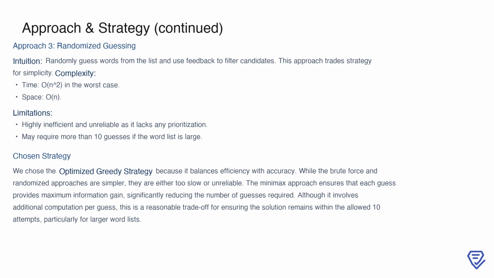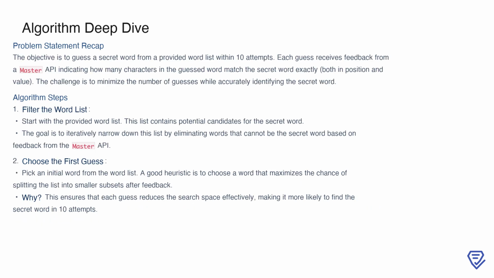The problem at hand is to guess a secret word from a given word list, with a maximum of 10 attempts. Each guess is evaluated by the master API, which tells us how many characters in the guessed word match the secret word in both position and value. The challenge lies in using this feedback to minimize the number of guesses needed to find the secret word.